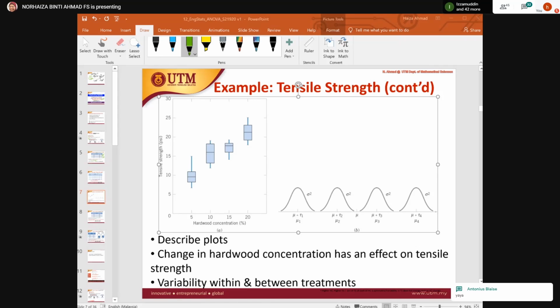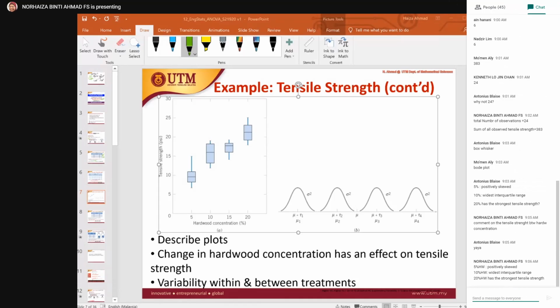10% hardwood has, so let me correct it here. Can't copy. Copy that. Paste. So for 5% hardwood concentration, this one is 5% hardwood concentration. That's the strongest tensile strength. Correct? So what can you say about all these: 5% positively skewed, 10% widest interquartile range, and so on.